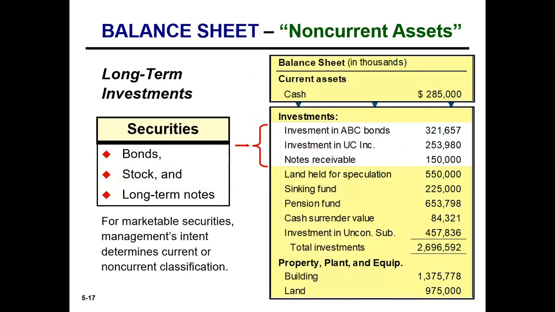So it's showing us an example of the investment section of a company and some of those different items that can be in the investment section. So investments in bonds, stock of a company or notes receivables, land held for speculation, sinking fund, pension fund, investment in subsidiary, some different things like that. Not every company is going to have every one of these things, right? But they're just showing you some examples.